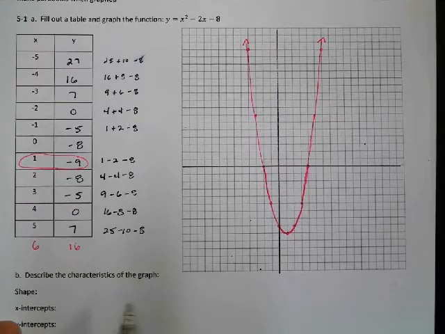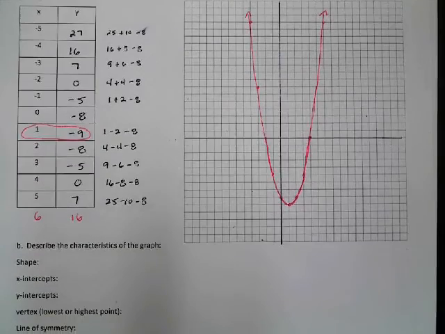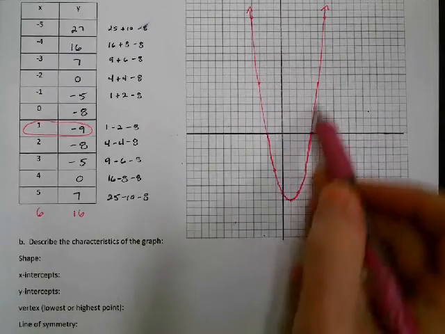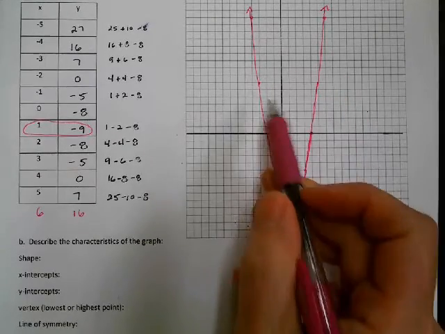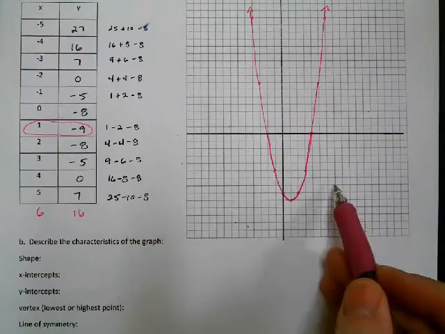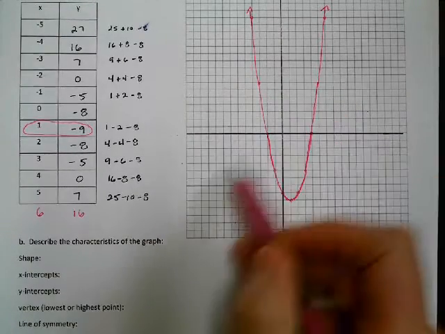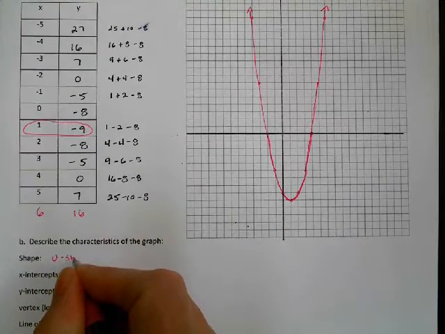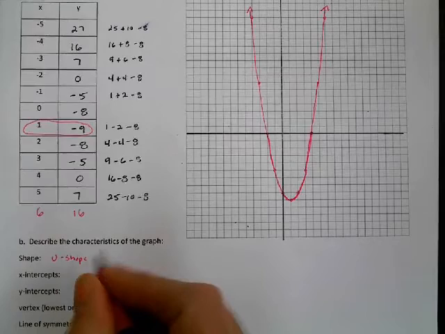Okay, now we're going to describe the characteristics of the graph. So this is definitely a U shape. And this particular U shape is doing what we're calling opening up. The U is opening up. It is possible to have a U shape that faces down. So this one opens up instead of opening down. So it's a U shape or parabola that opens up.